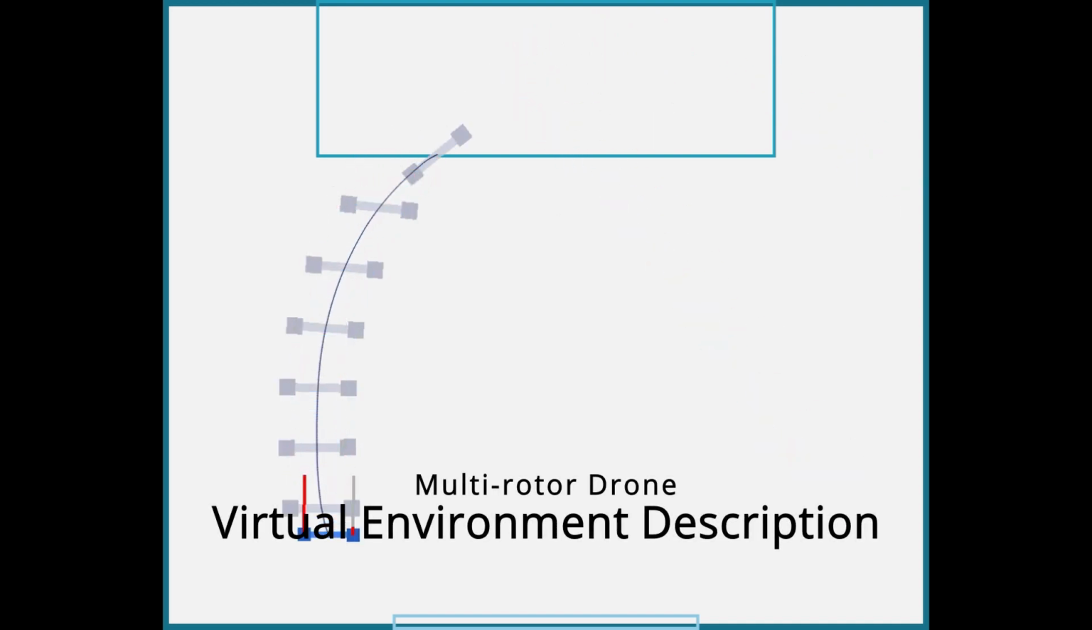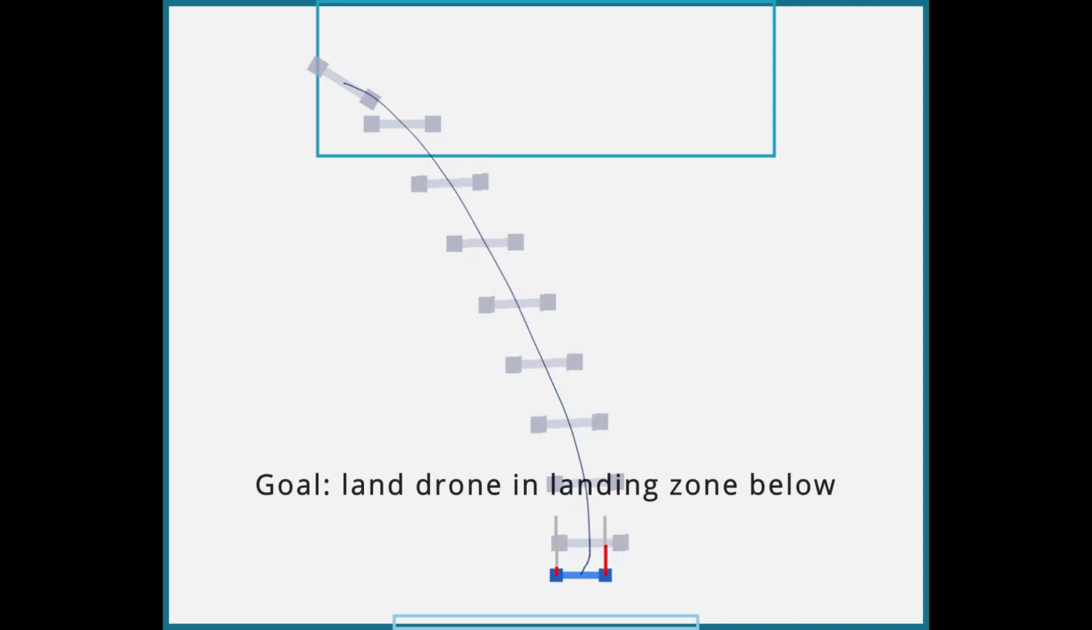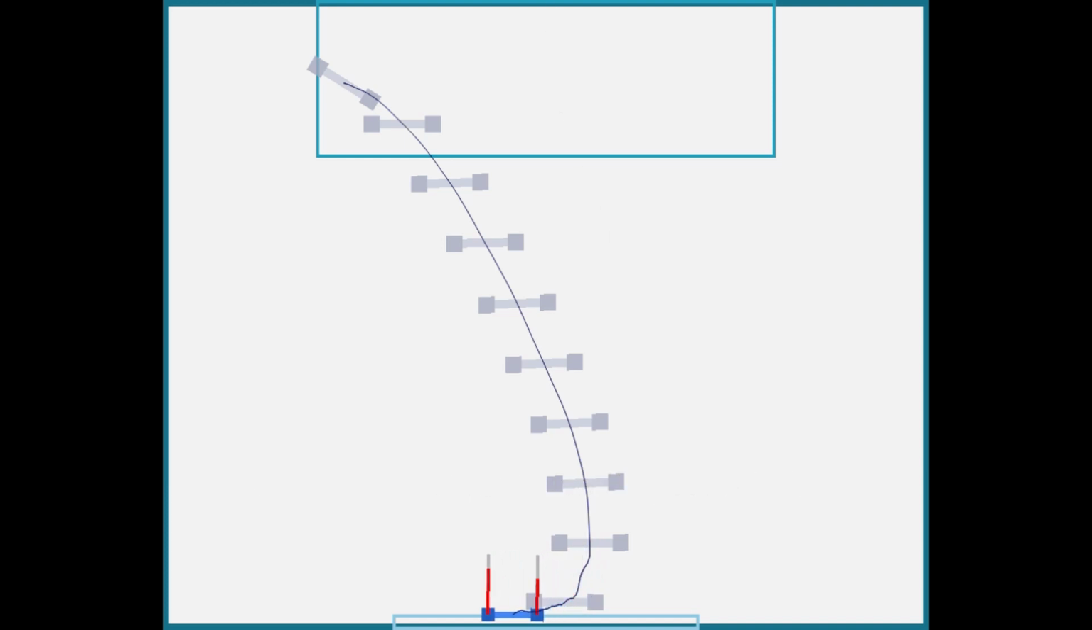When these thrusts are just right, the drone can hover, but if they are mismatched, it can lose control and fall out of the sky. There is also wind in the environment which can affect the drone, and the goal of the drone is to land in the landing zone area shown by the box at the bottom of the screen.